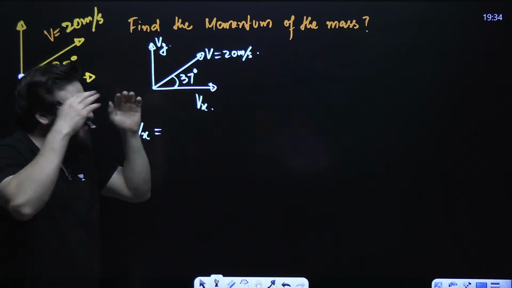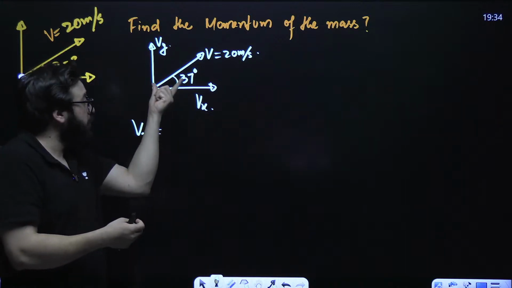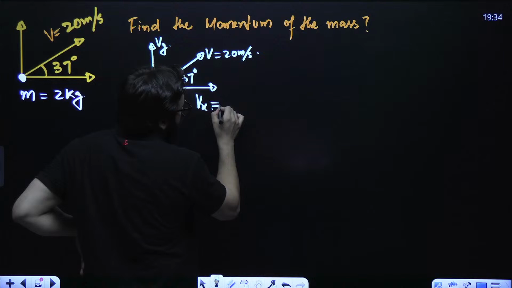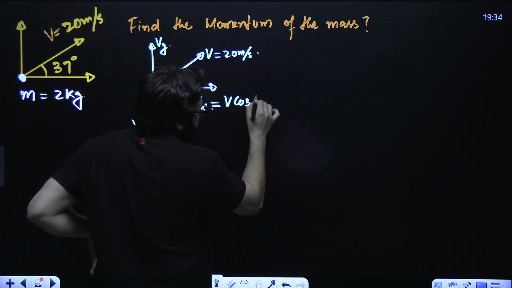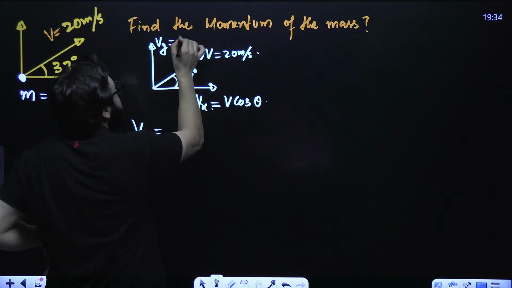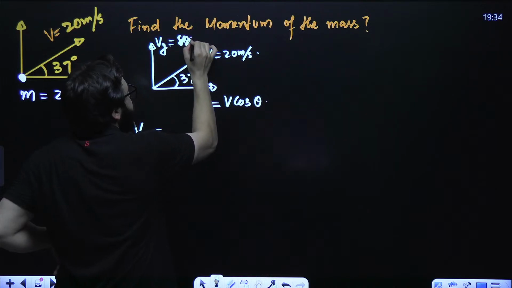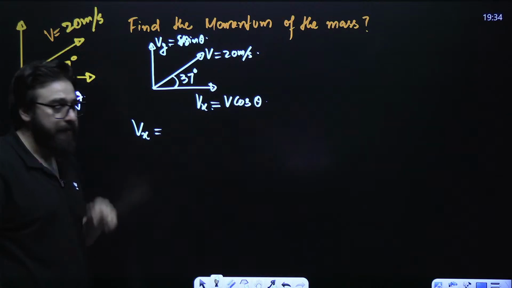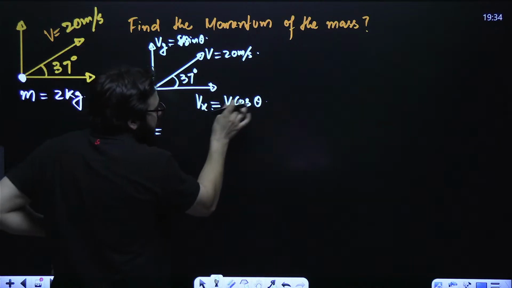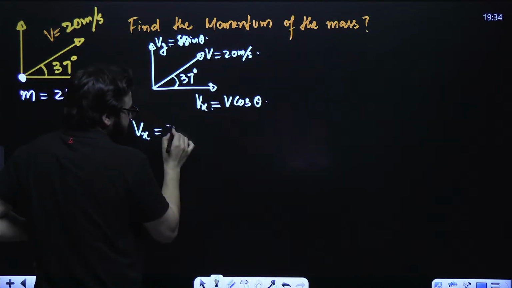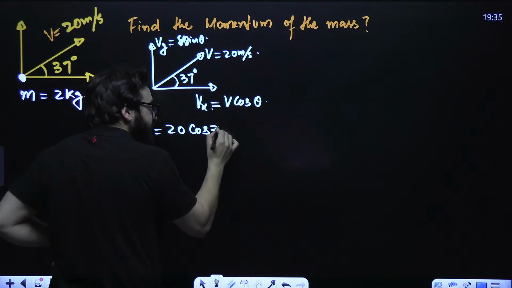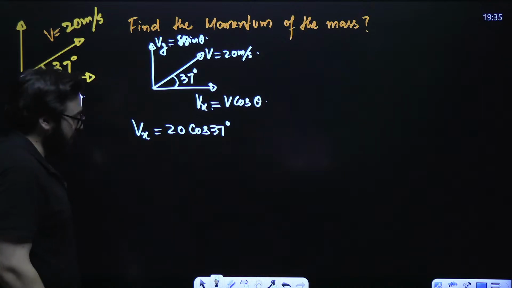Directly remember, a vector can be divided, or resolved, into two components, this one and this one. Now, this component is V cos theta. This component is V sine theta. Let's find the Vx right now. So, Vx will be V cos theta. What is V? That is 20. Then cos of this angle. This angle is how much? That is 37 degrees.